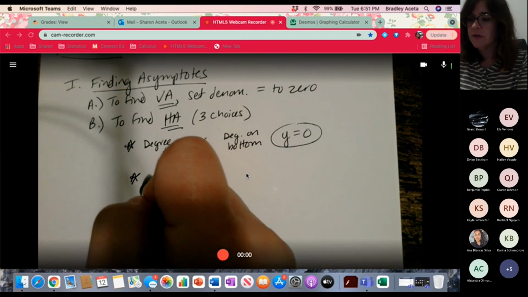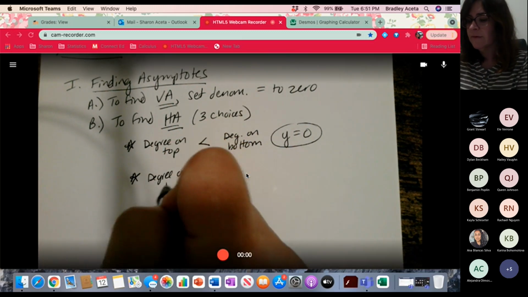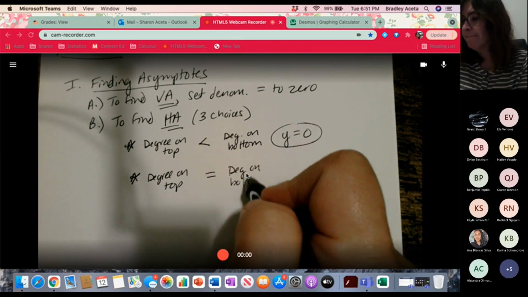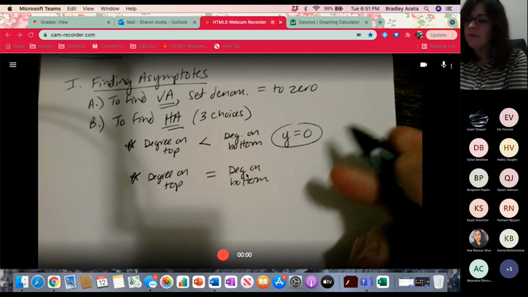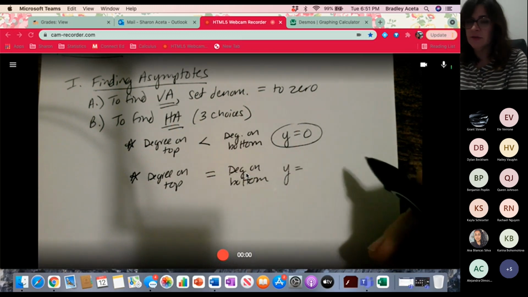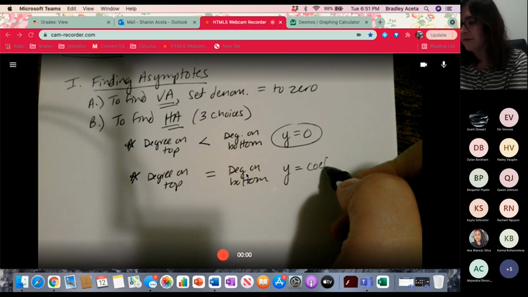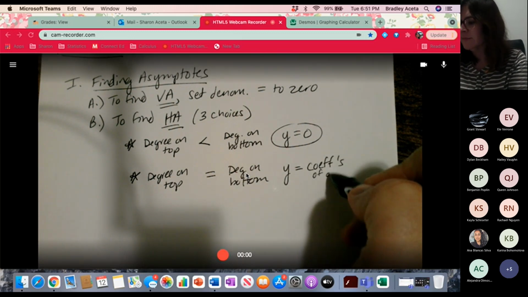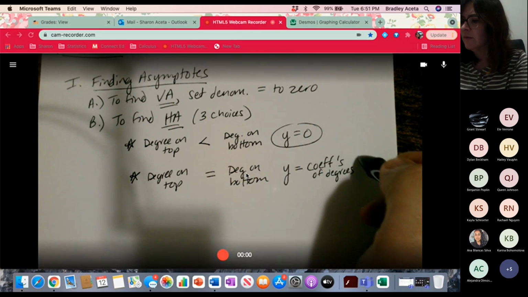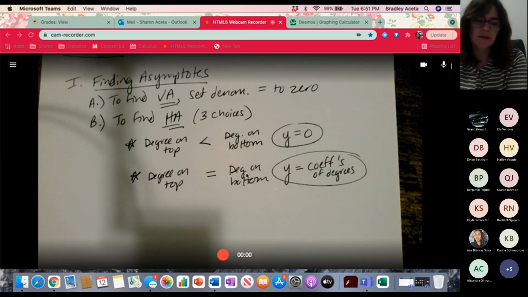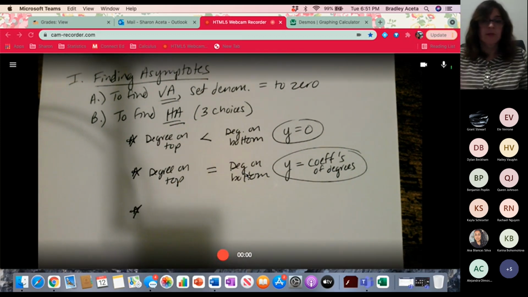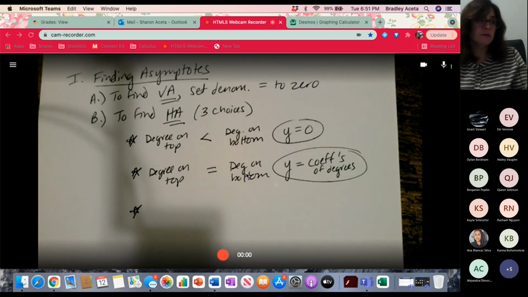Well, what happens if the degree on top is equal to the degree on the bottom? Then your horizontal asymptote is equal to the coefficients of the degrees. I'll explain what that means when we do a problem. It's pretty easy to see. It's not too hard. So obviously there's a third choice. The top less than the bottom, it's 0. The top equal to the bottom, it's the coefficients in front.